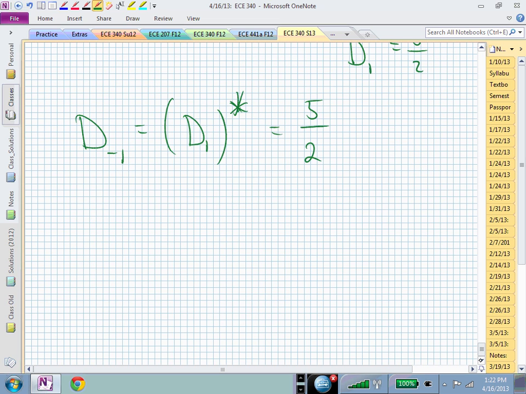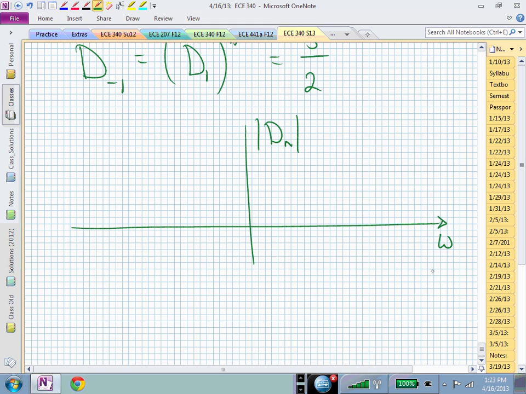Now that you have d sub 1 and d sub minus 1, it should be trivial to sketch the line spectra for little x of t. There's omega, and that could be either in omega or maybe it's in frequency of hertz. If it's in omega, this is now 60 pi, and this is minus 60 pi. It's supposed to be a straight line, originating at 60 pi at 5/2, and this is now 5/2. Or in terms of hertz, it's at 30 hertz or minus 30 with an amplitude of 2.5.